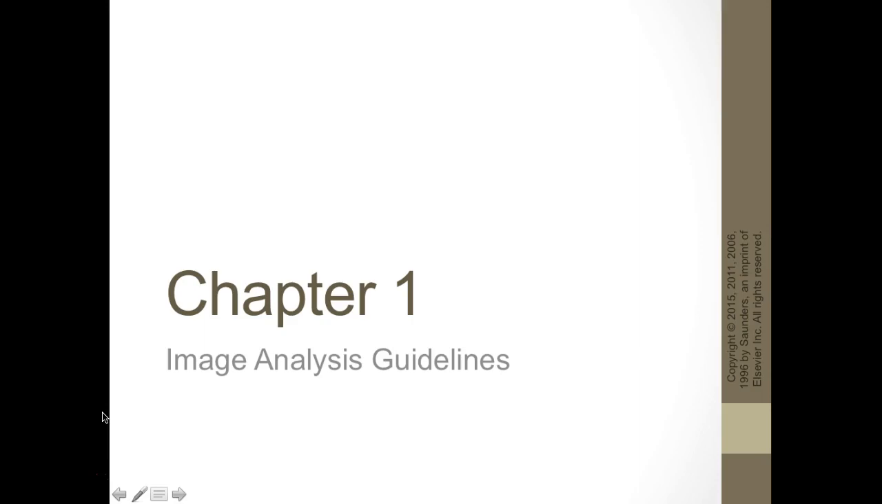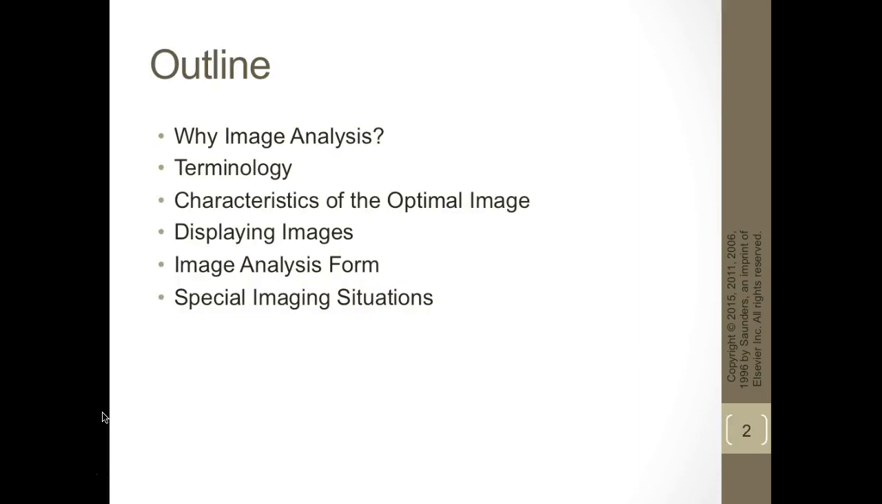Your first chapter is on the image analysis guidelines. So we're going to talk about different ways that we acquire the image and some of the reasons why the image does not look good. We're going to talk about marker placement and collimation. So let's get to it.